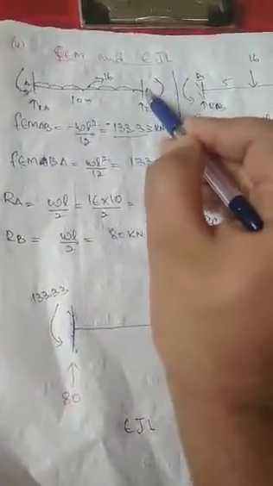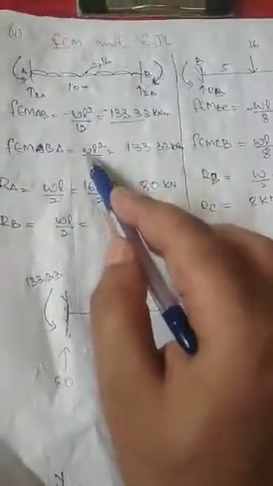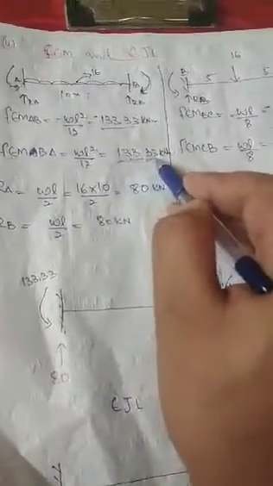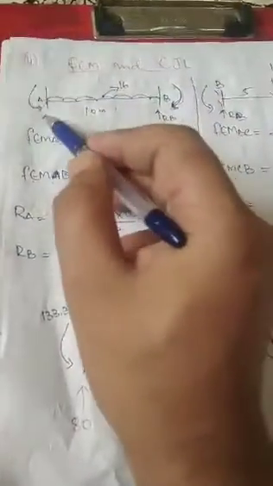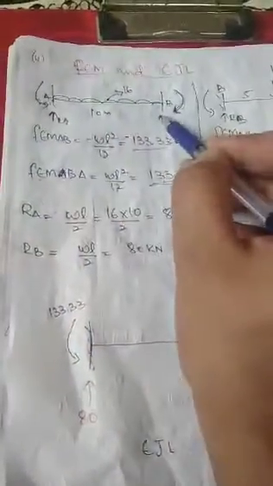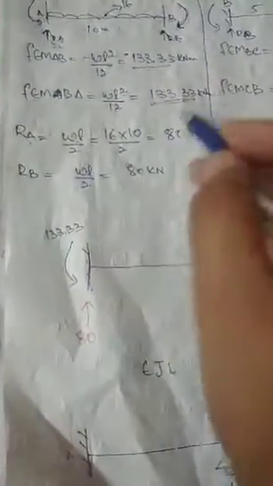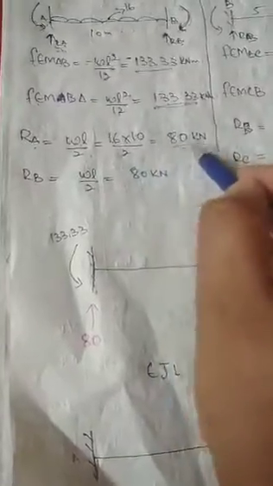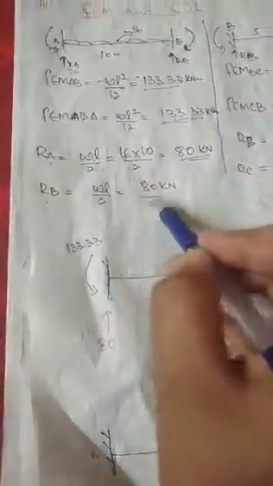Like that, FEM of BA, this moment, B to A, the formula is WL square by 12. That way we again get the value of 133.33 kilonewton meter. So also we have to calculate reactions. The reactions here are RA and RB. How to calculate the reactions? Here it is UDL, so it will be WL by 2. Reactions will be WL by 2. So W is 16, load into distance 10, divided by 2. We will get 80. Also RB is 80.